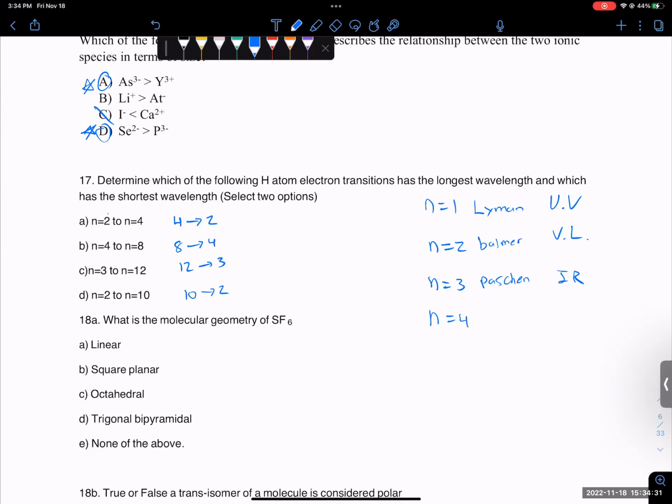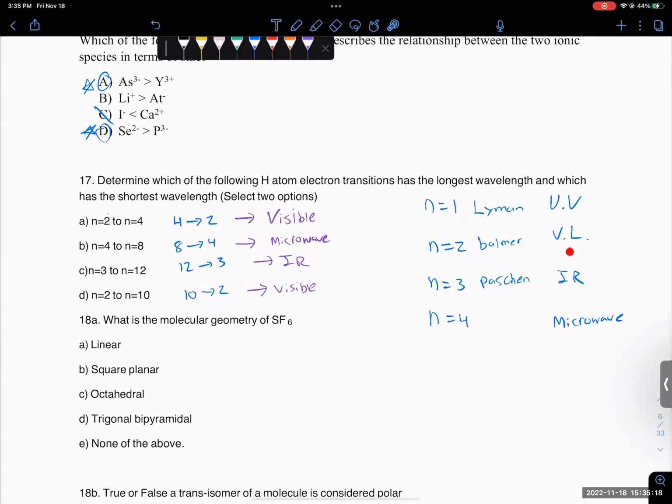Who knows what it is. It could be, let's just say, microwave. So the one that's going to have the longest wavelength is the lowest in energy. Let's just say these emit a photon in the visible region, this one in IR, and this one, let's just say, whatever. We know it should be lower in energy than any of these two. So let's just say it's microwave. I'm not sure if that's true, but let's just say it is.